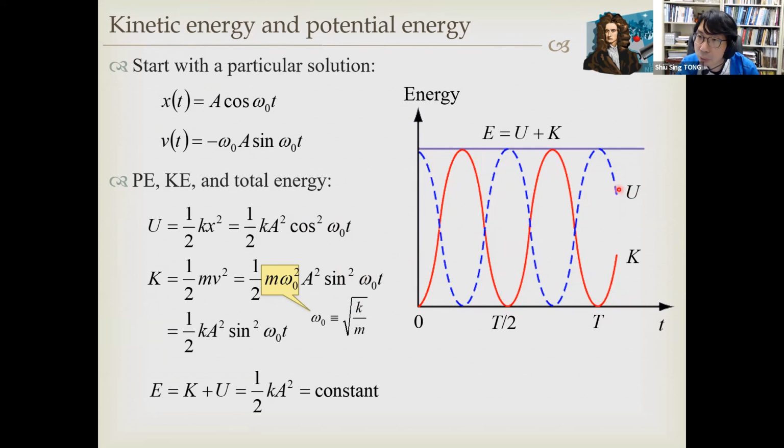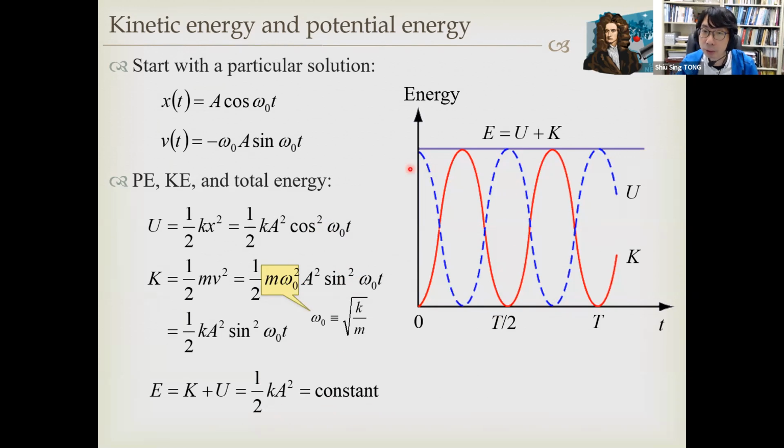So the U curve, the potential energy curve, goes like the blue dotted line, and the kinetic energy curve goes like the red solid line. And when I sum them up, cosine square plus sine square, by the trigonometric identity, is equal to 1. So the total energy is half k A squared, which is a constant. And this has to be true because the system is not subjected to any friction or dissipative loss. So the total mechanical energy is always conserved. The kinetic energy plus the potential energy is equal to a constant. So that only reflects the conservation of mechanical energy.